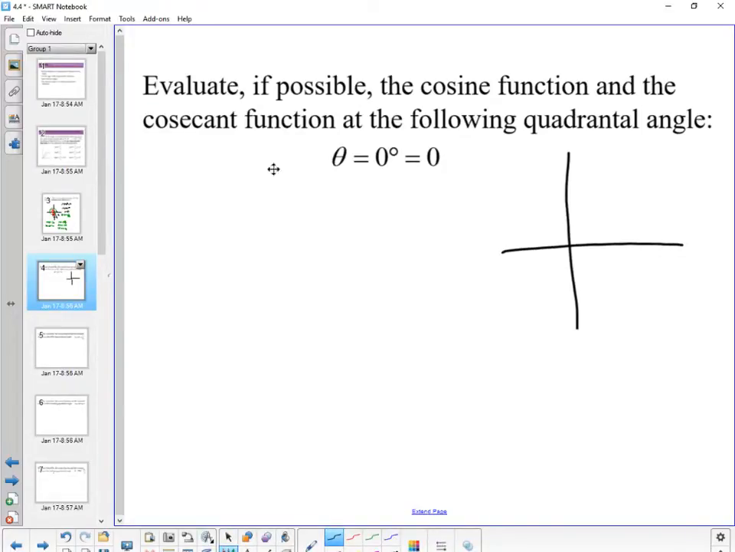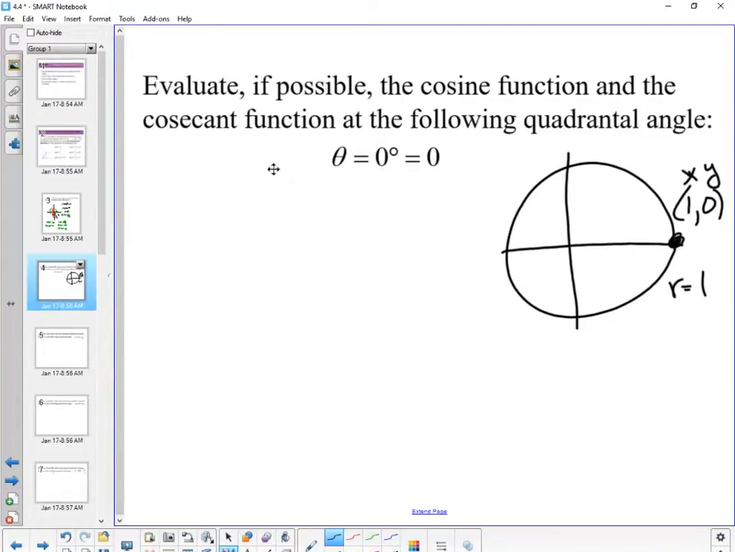If I'm at 0 degrees, I'm here, correct? What are the coordinates to that? 0, 1. Sorry, it's 1, 0. So if you remember what I told you, this is x, this is y, right? Now, what's the radius? 1. So I have those, and I know my radius is 1. I need those because technically I've got x, y, and then I've got hypotenuse, right? So let's go ahead and start with this.